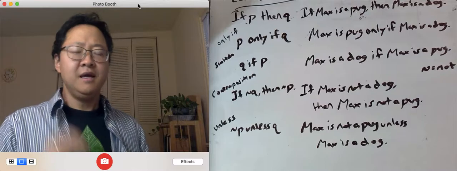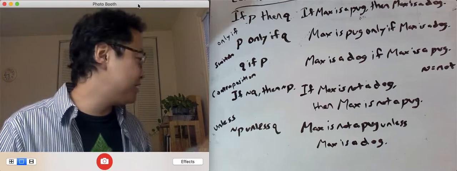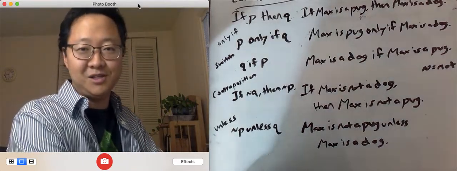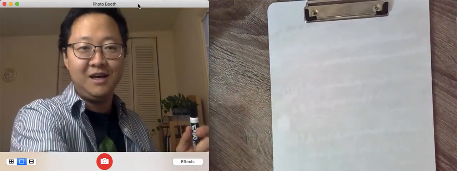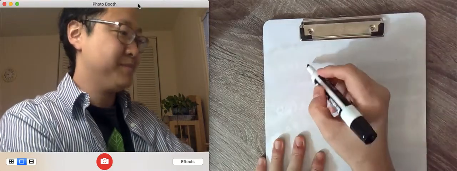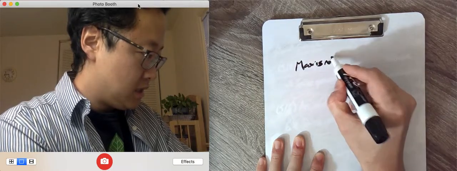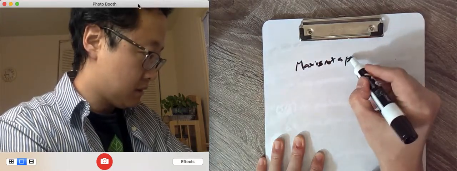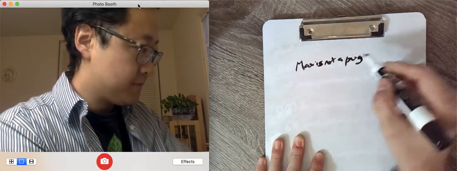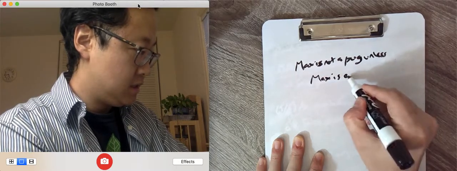Okay. Now, memorizing this actually won't help you that much for what I want to teach you guys in terms of the exercises. Because what I want you guys to be able to do is know how to translate an unless into an if-then. So here's how I'll show you. Let's go back to the Max is not a pug unless Max is a dog.